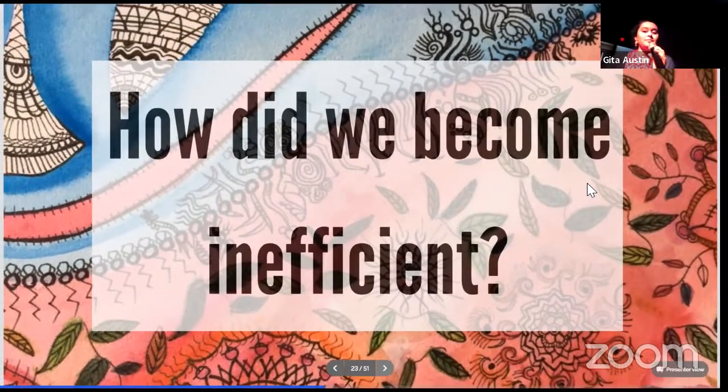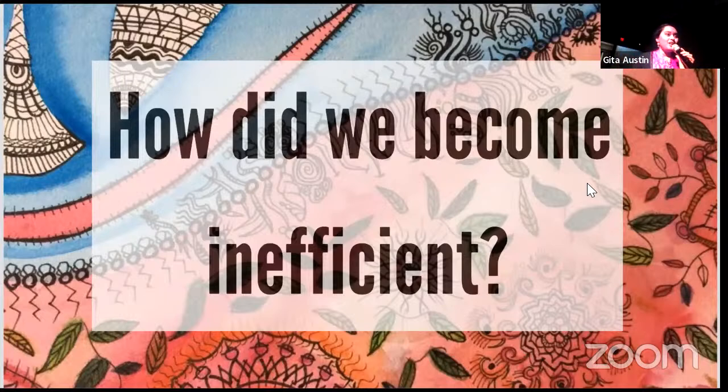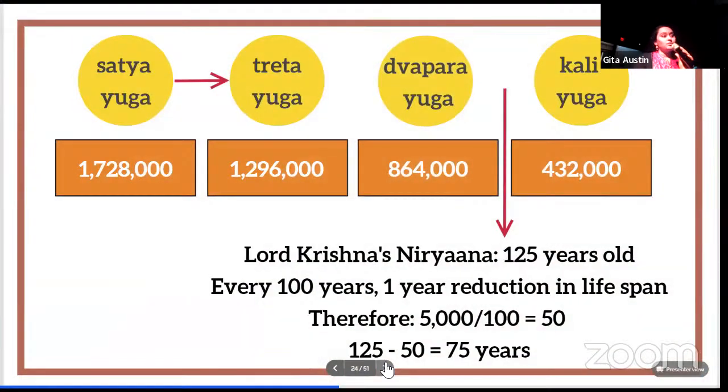But how did we become inefficient? I'm sure many of you found that you don't have balance in today's life. You're always running around or you feel lazy and not efficient. This is not for kids only, but sometimes adults feel that way too. There's a big story to why.